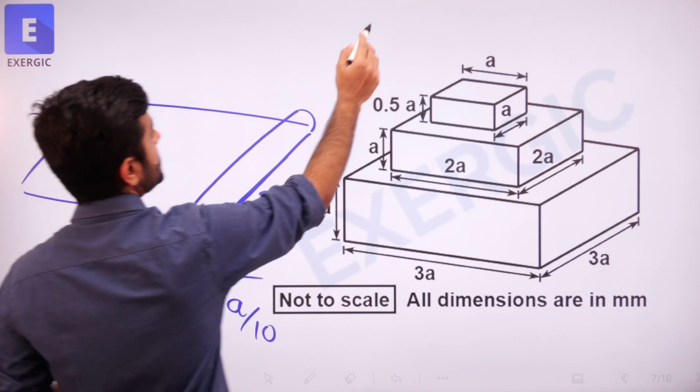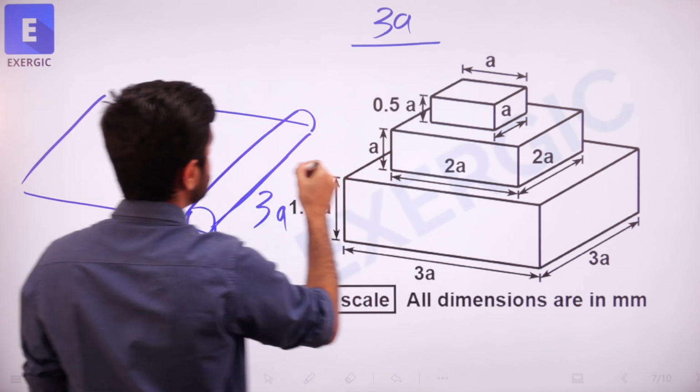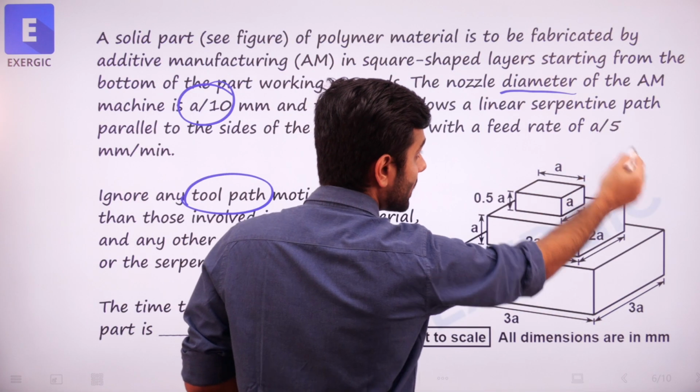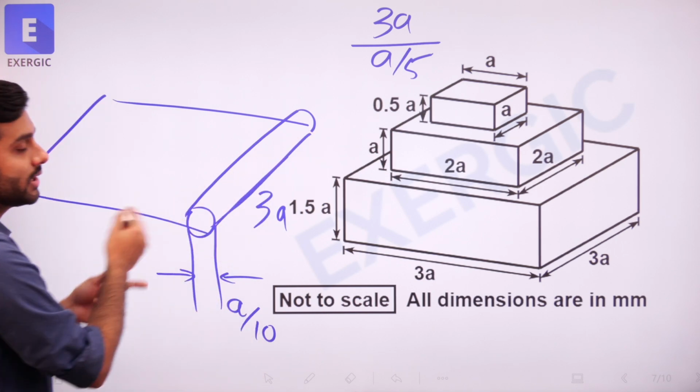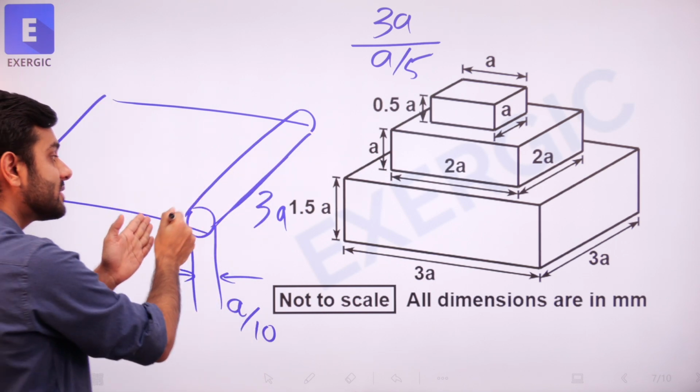Time is equal to distance by speed. Distance is 3a. And how much is the speed of nozzle travel? That's a by 5. So this is going to tell you how much time it will take to move from one end to the other, correct? So that's the time of a single travel.